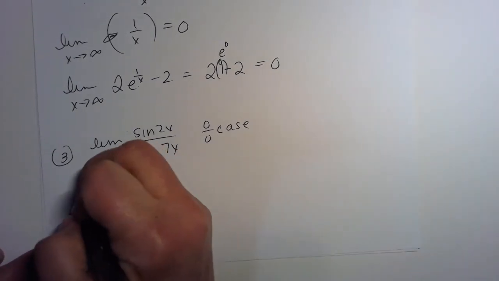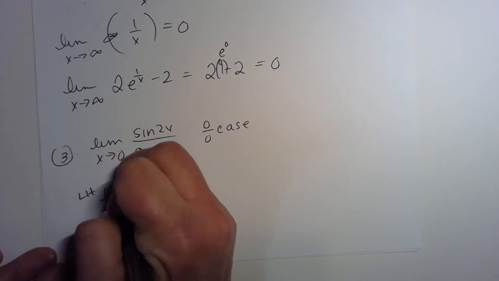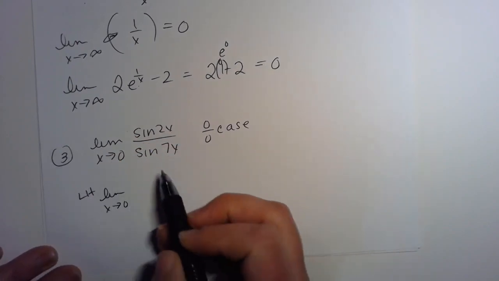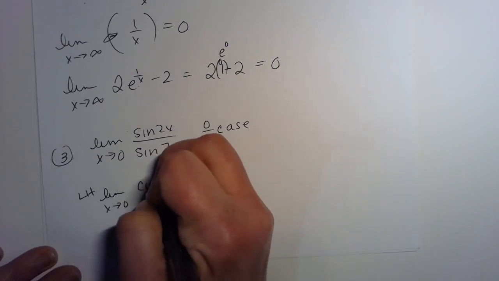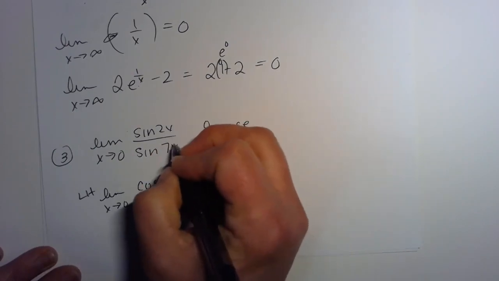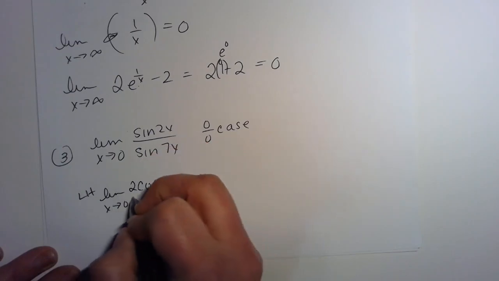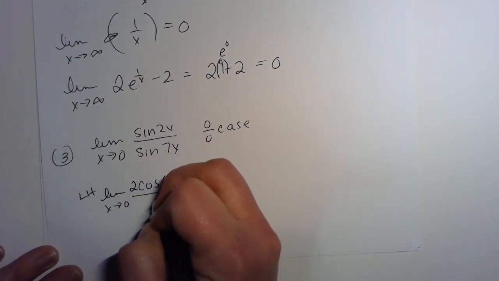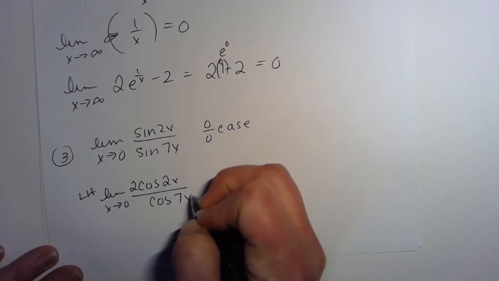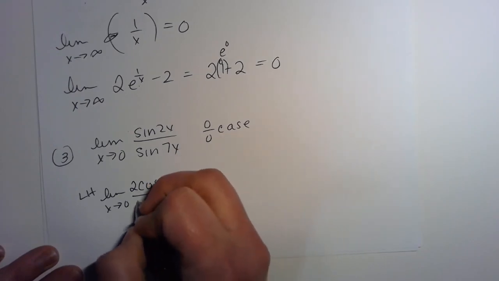Okay, so using L'Hopital's rule here, I'm going to take the limit as h approaches 0 of the derivative of sine of 2x, so that would be the cosine of 2x, then times the derivative of the inside, which is 2, which I'm going to put in the front, and then the derivative of sine of 7x is cosine of 7x, and then times the derivative of the inside, which is 7, which I'll put in front.